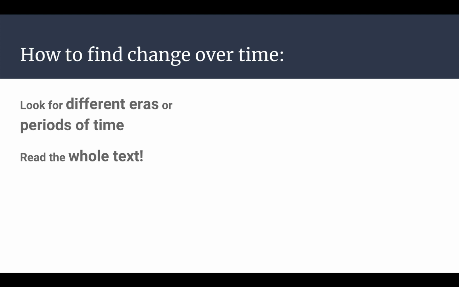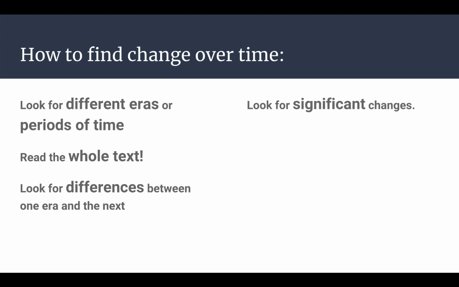After you've read the whole text, you've found your different eras, your different periods of time, then you can compare them. Look for differences between one era and the next era that you found. So after you've found your two eras, you've read the whole thing, you're going to look for differences between them. Things that may have changed over that time, things that might be different from one period of time to the next period of time.